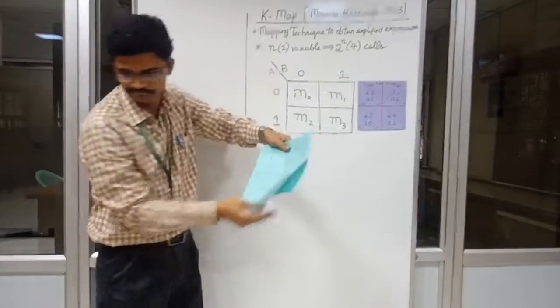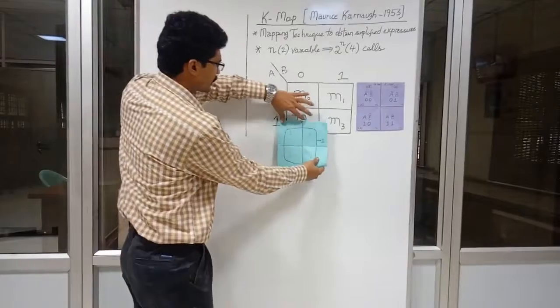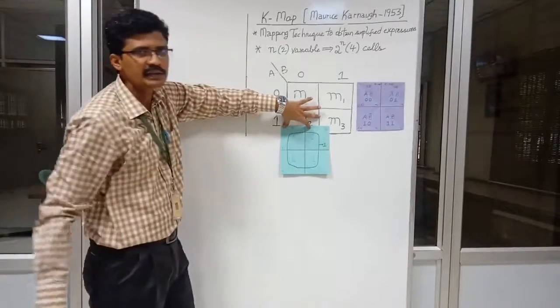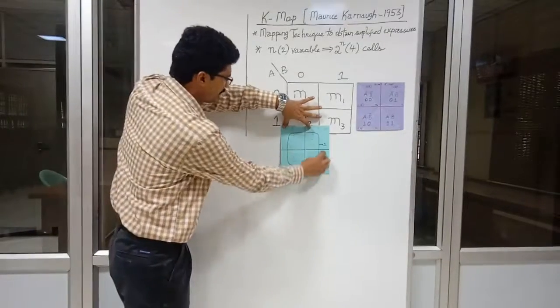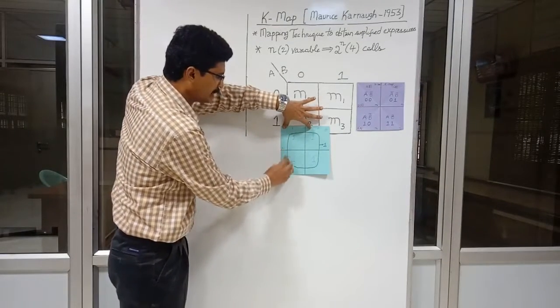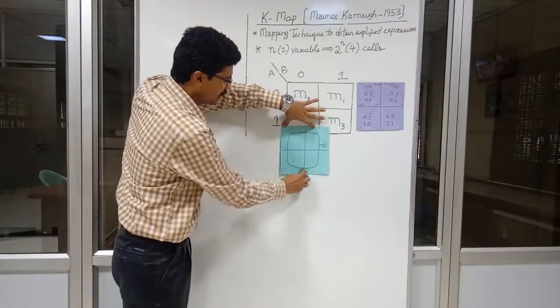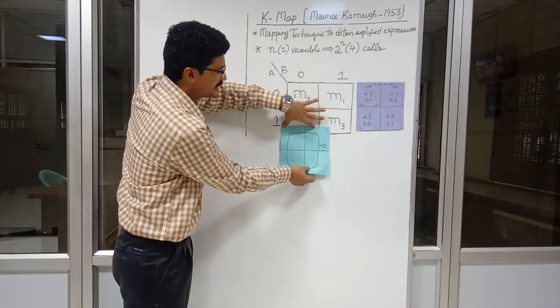The next example. This is the case where I have all ones placed in the four cells. If I combine as such, it is dependent on A bar, it is dependent on A, it is dependent on B bar, it is dependent on B. That is the reason for combining together and marking it as 1.